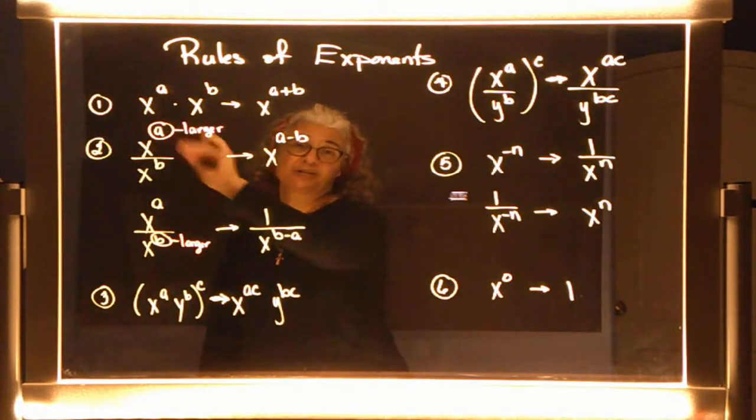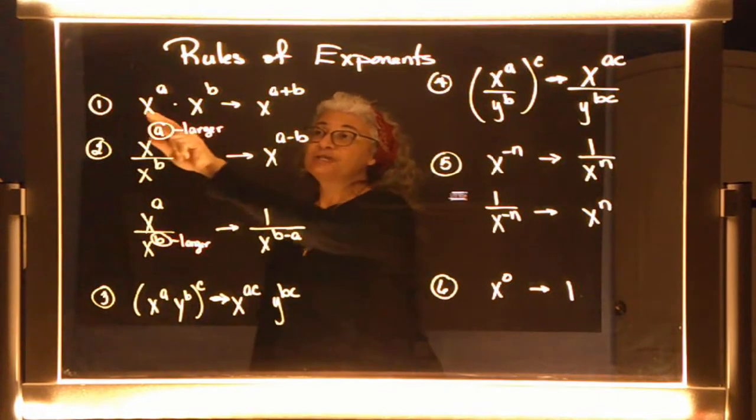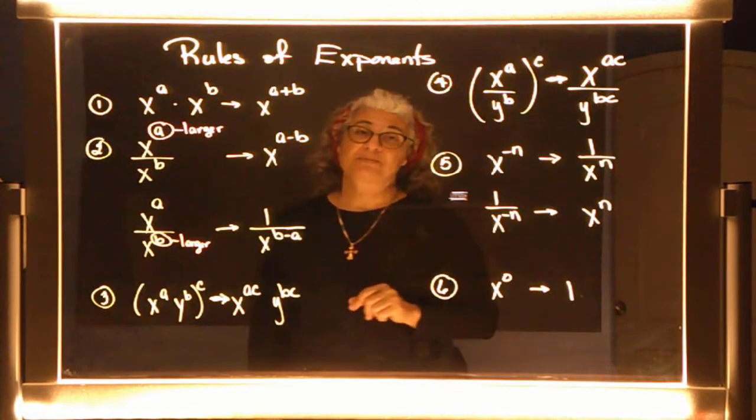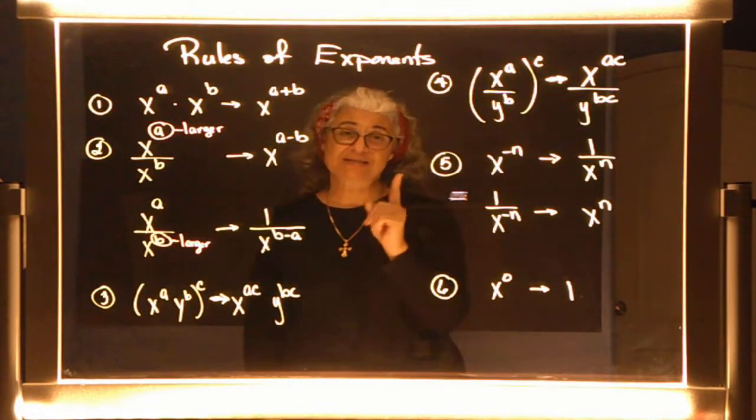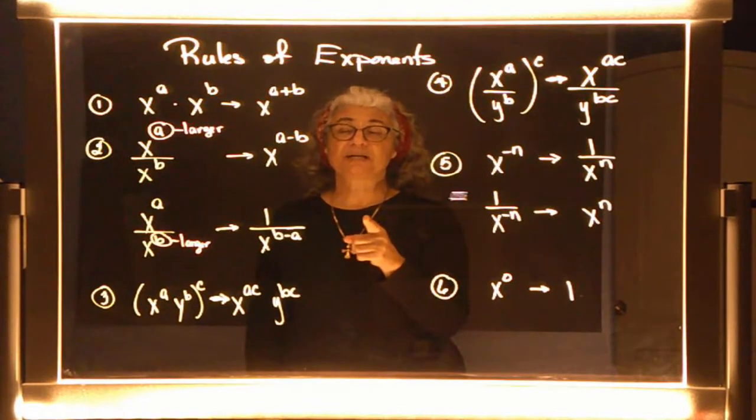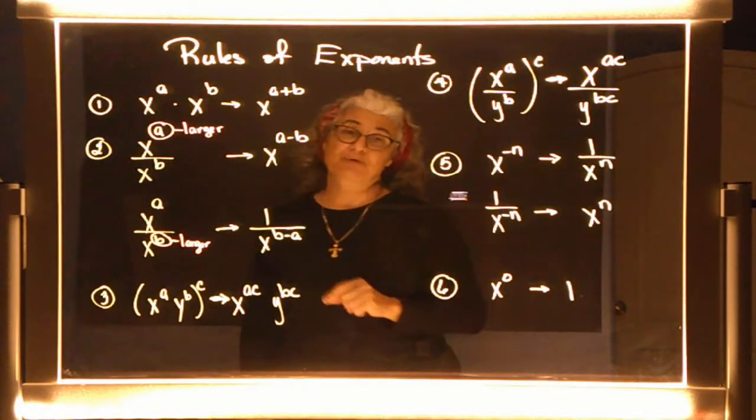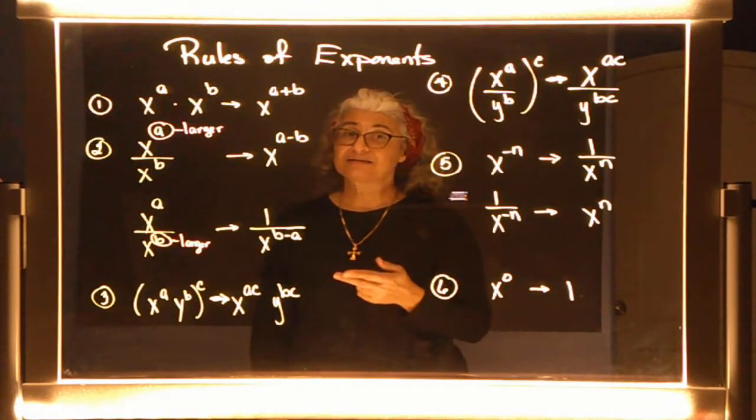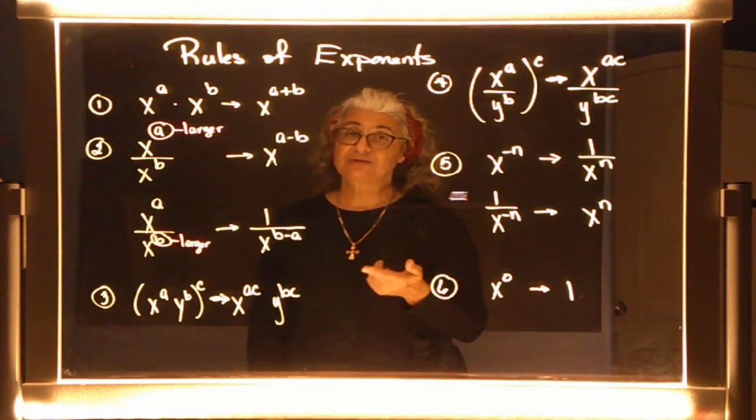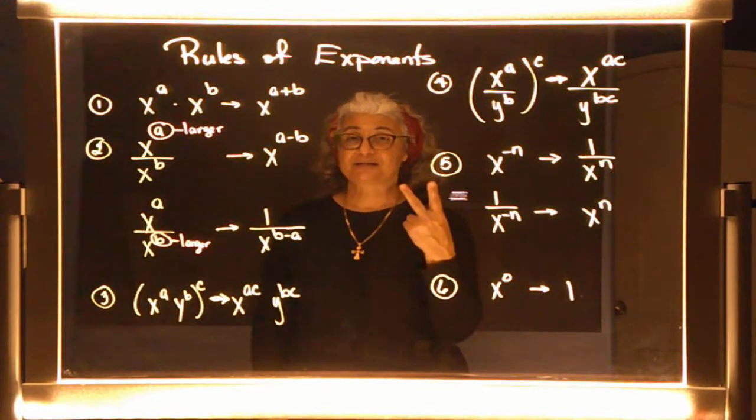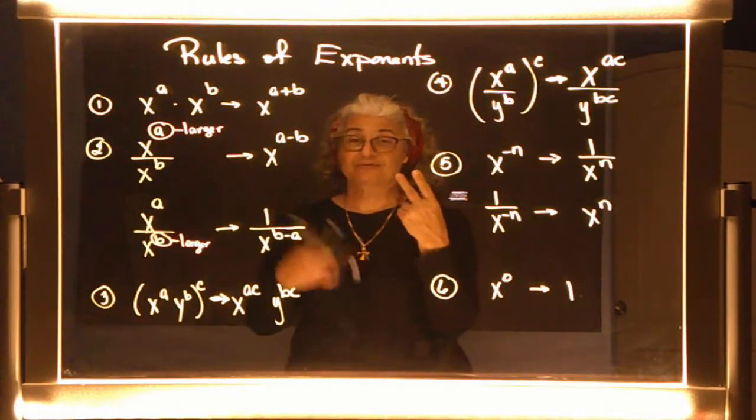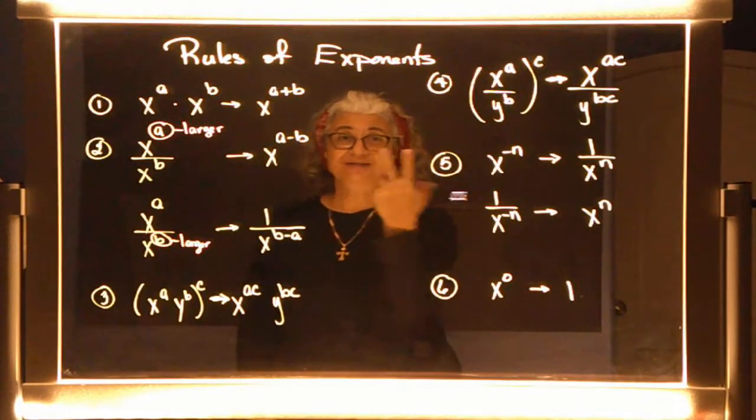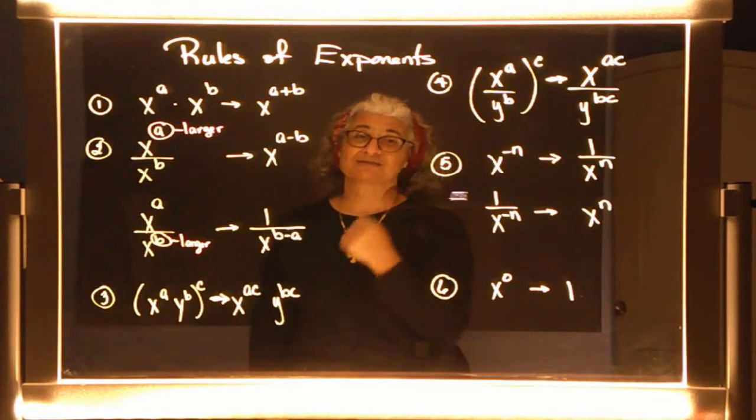First point I'm going to make on number 1 is that notice the bases are exactly the same. When the bases are the same and you're multiplying them, that means you get to add those exponents together. Okay? X to the second times x to the third. 2 x's here, 3 x's there, 2 x's, 3 x's, that gives you 5 x's, right?